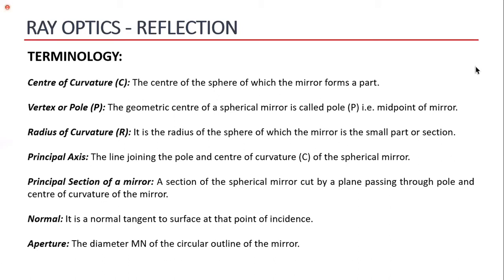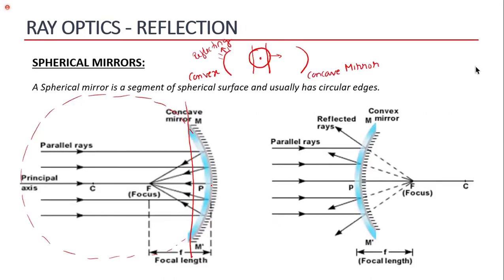So that's called your center of curvature, right? Now, what do I mean by pole or vertex? The center point or the midpoint of your spherical mirror is called the pole or vertex. This P which is there is called the pole, and here for convex, this is called the pole.